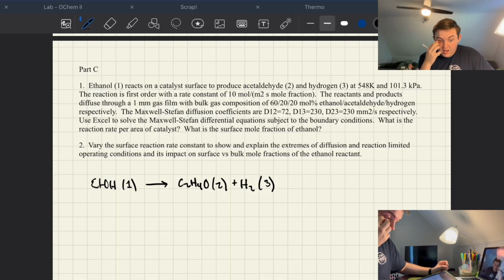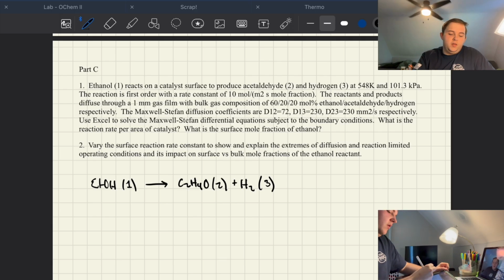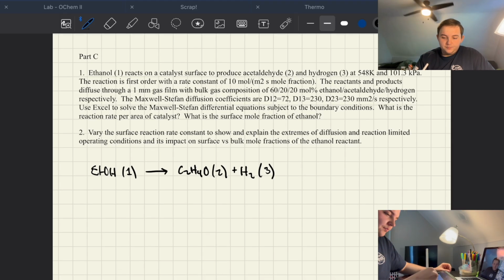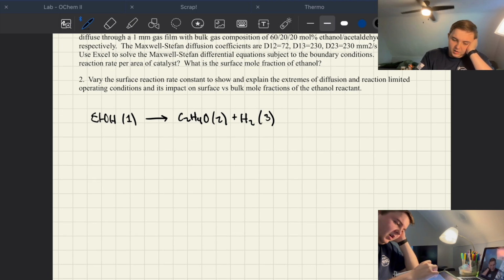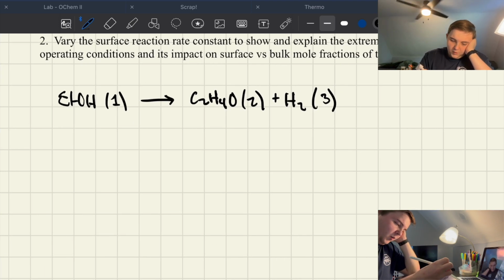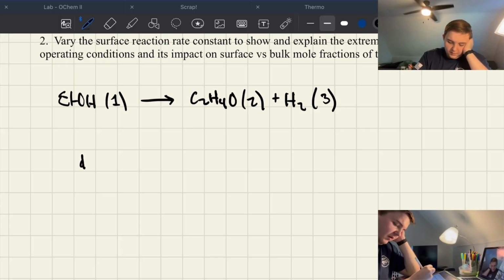So part C, what I wrote down here, the only thing I wrote down, because that's all we really need, since it's very similar to part B. I have ethanol, which we're going to use as 1, like in the problem statement, reacting with the surface to make the acetaldehyde and hydrogen gas. So we can start by first getting a driving force, which we're going to call D1, equal to dy1 over dz, and that's going to be the summation over j.